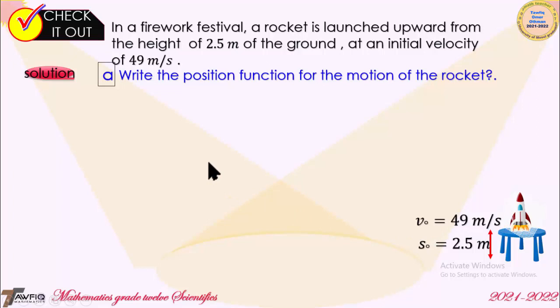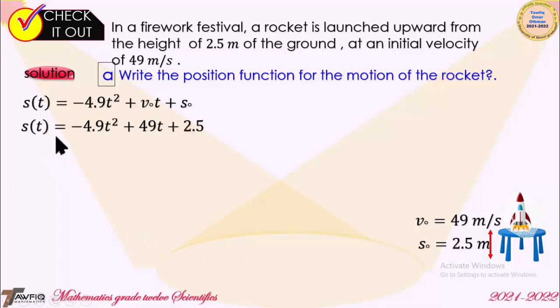And because our unit is meter, we can use s(t) equals minus 4.9 t squared plus v naught t plus s naught. Now replace s naught with 2.5 and v naught with 49 meters over second. That means s(t) becomes minus 4.9 t squared plus 49 t plus 2.5. This is the position function.